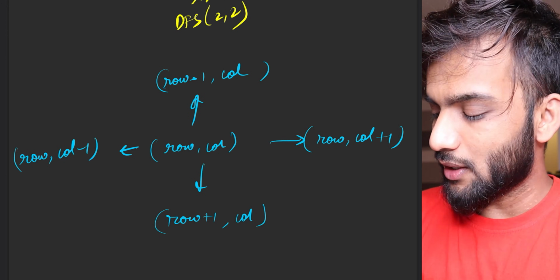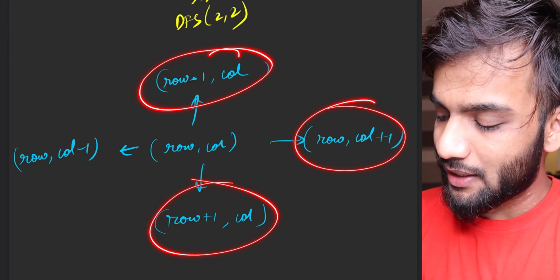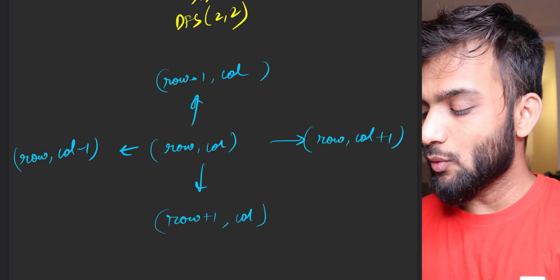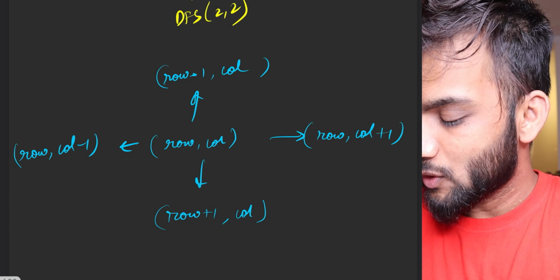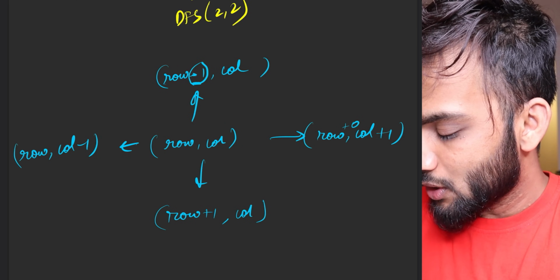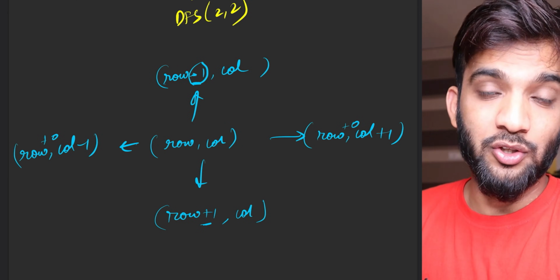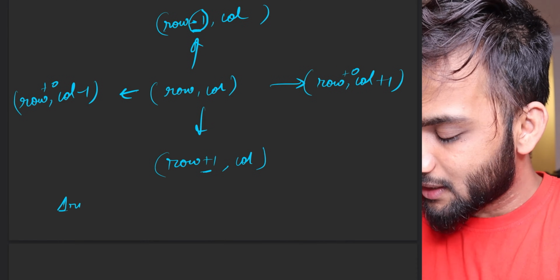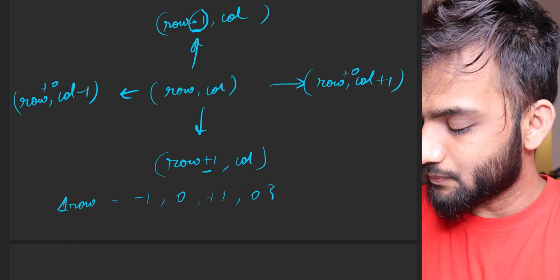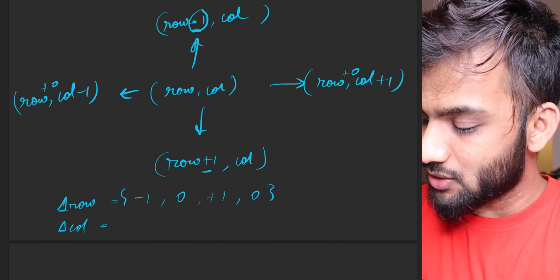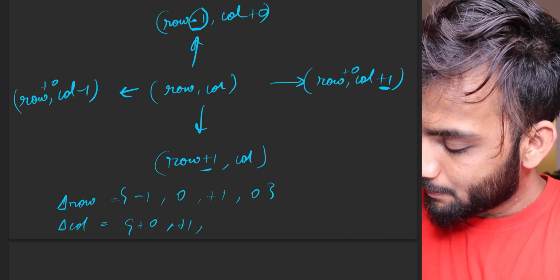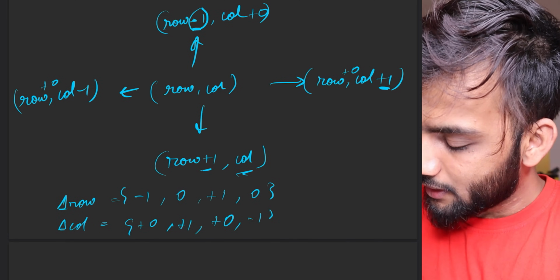So either you can write 4 calls separately, one by one, but to maintain readability, we will try to figure out a way. So we see there is a change of minus 1 in the row, a change of plus 0 in the row, a change of plus 1 in the row, a change of plus 0 in the row. So what I can say is delta change in row is minus 1, 0, plus 1 and 0. And similarly, I can say delta column changes plus 0, plus 1, plus 0 and minus 1 for this guy.